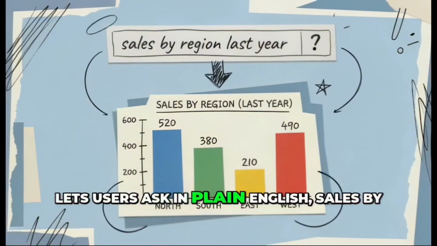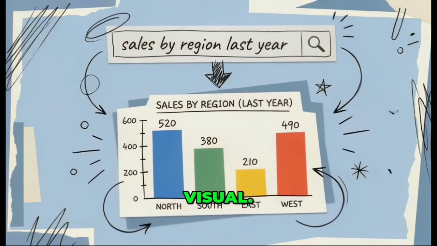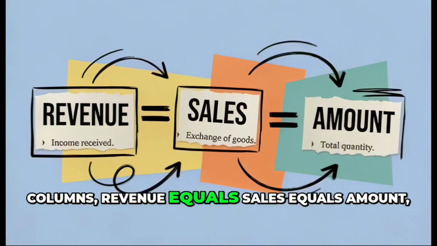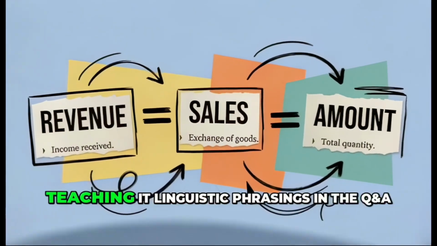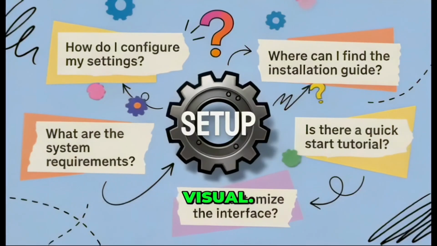Lets users ask in plain English, sales by region last year, and Power BI generates the visual. Improve accuracy by adding synonyms to columns, revenue equals sales equals amount, teaching it linguistic phrasings in the Q&A setup, featuring example questions on the visual.